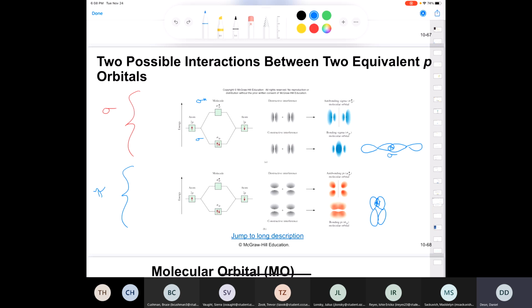In a pi molecular orbital, the electron density is concentrated above and below a line joining the two nuclei of the bonding atoms. Notice that this is their representation of what I have drawn here. And you notice that there's actually no electron density down here, right? It's all either above or below this line.